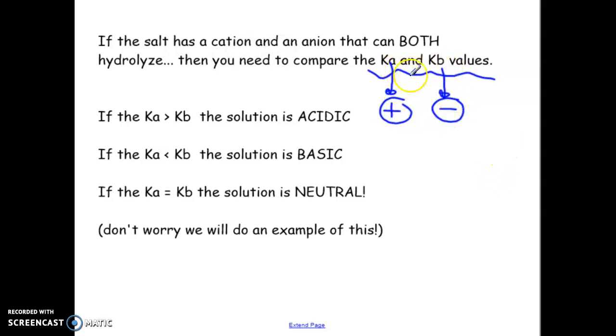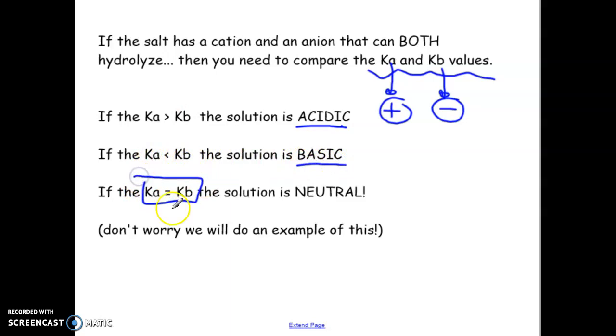Whichever one is the larger value of the two really will tell us which hydrolysis reaction is happening more. Remember, the larger the K value, the more product you have. So if the Ka value is larger than Kb, that means that we are producing more hydronium than hydroxide, so we will have an acidic solution. If the hydroxide is being produced more than hydronium, it's going to be basic.